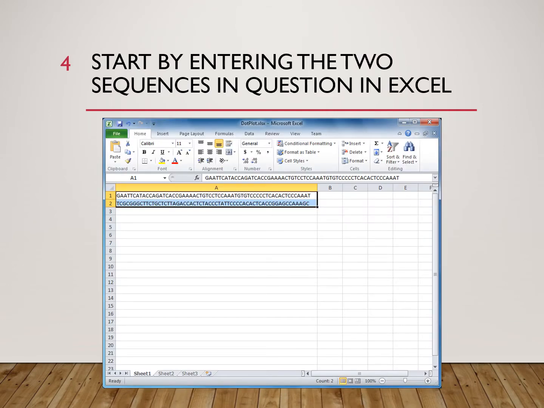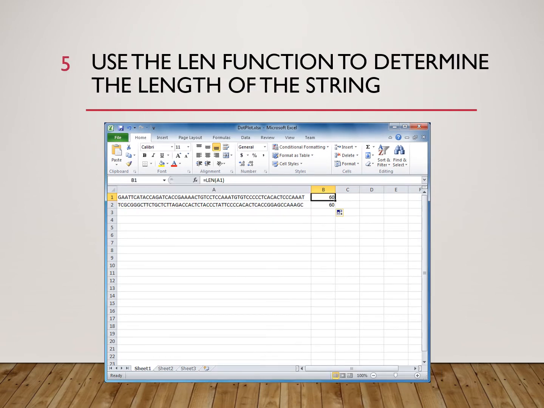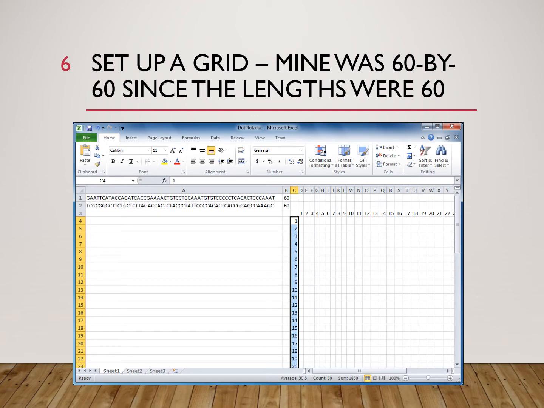To start, we will enter the two sequences into Excel in cells A1 and A2, just to copy and paste. Excel has a length function, LEN, that we can use to determine the length of those strings. So in B1 we have the formula =LEN(A1), and similarly in B2. The length of the strings being used here was 60, so we will set up a 60 by 60 grid.